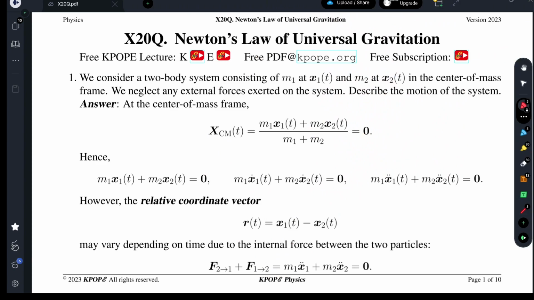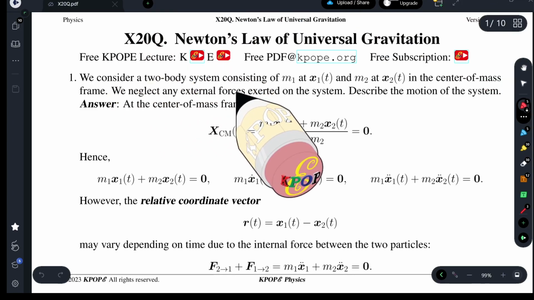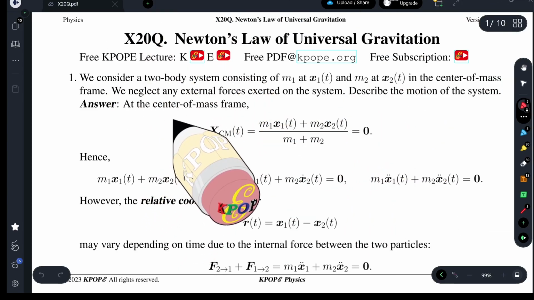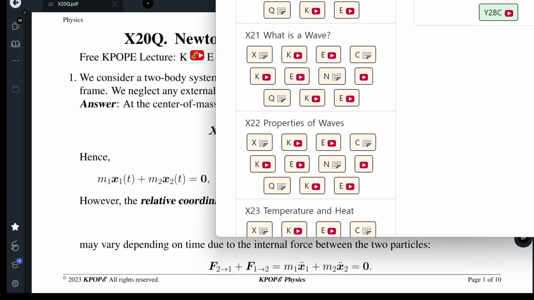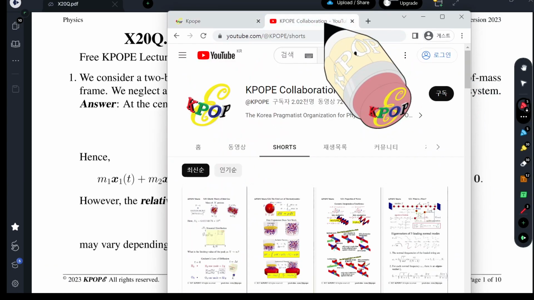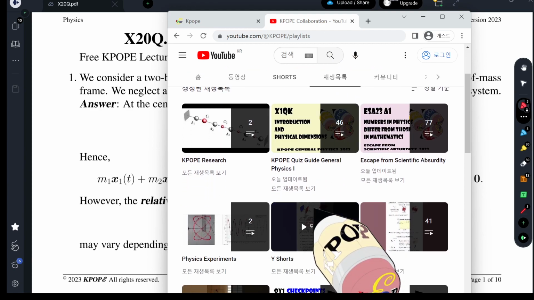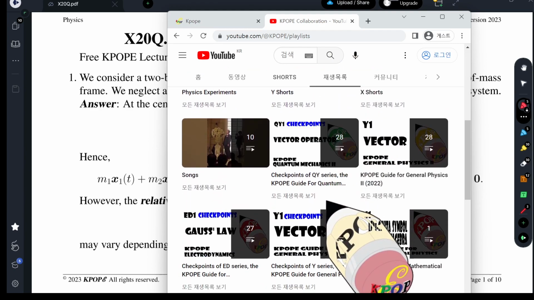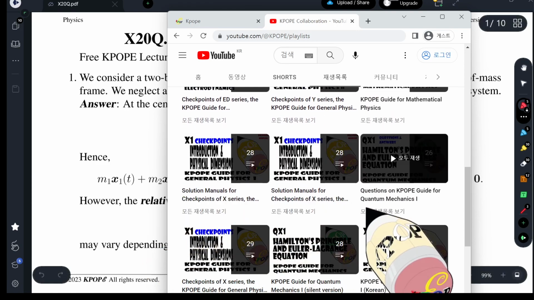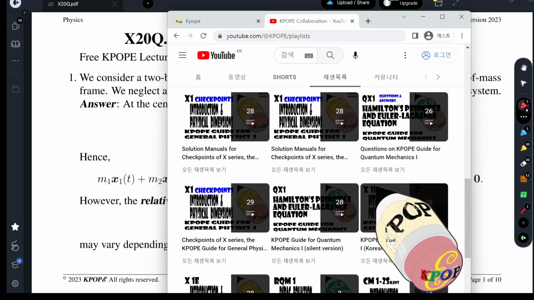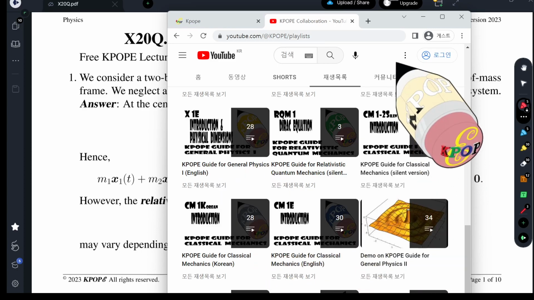Newton's law of universal gravitation. After recording this lecture, it will be available at YouTube, our homepage, at YouTube homepage here. There are many playlists. Among them, you will find these X checkpoints and main text X and so on.